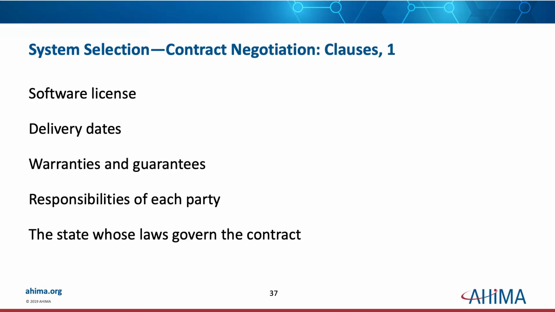You need to make sure that there's clauses in there about software licensing, delivery dates, warranties and guarantees, responsibilities of each party, the state whose laws govern the contract. The smartest organizations I have worked for have always made sure that their state is the one whose laws govern the contract. I'll give you an example. I worked in North Carolina. The organization that I worked for, every single contract had to be under North Carolina state laws. And that is just smart business practice, to keep it under the state where you're at.